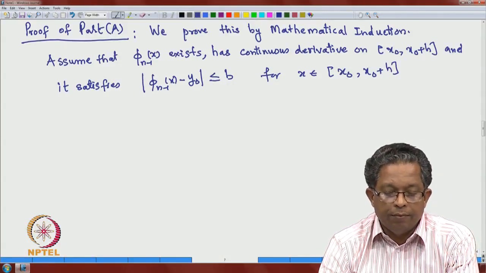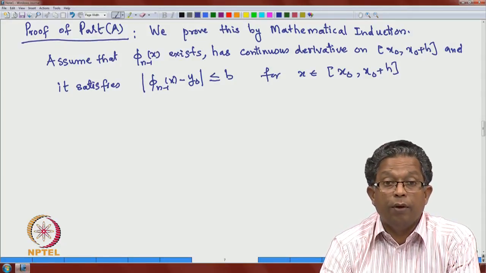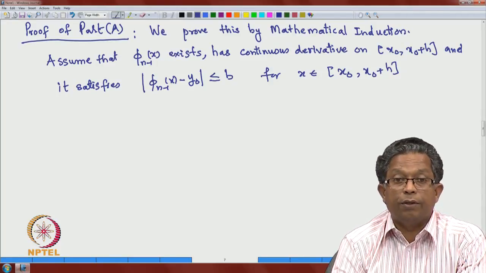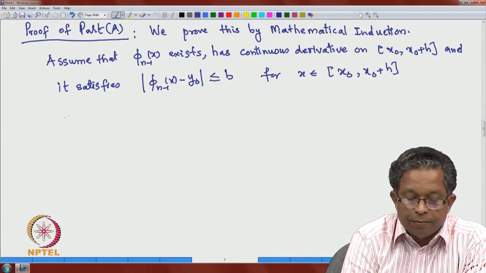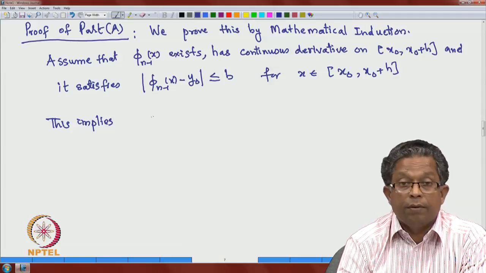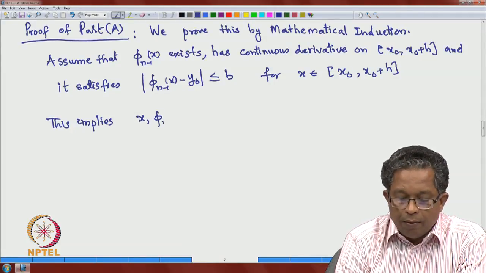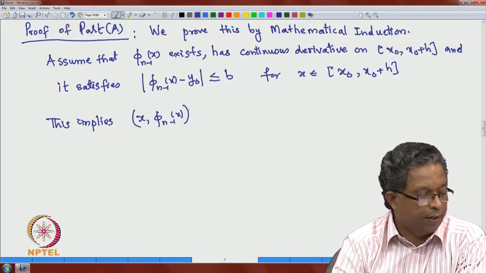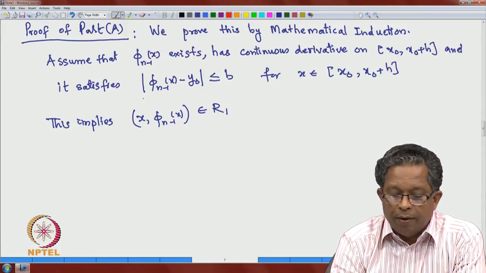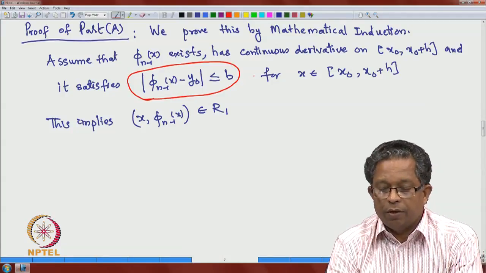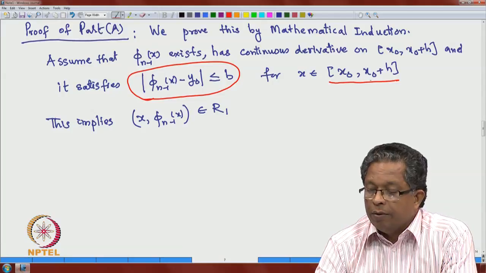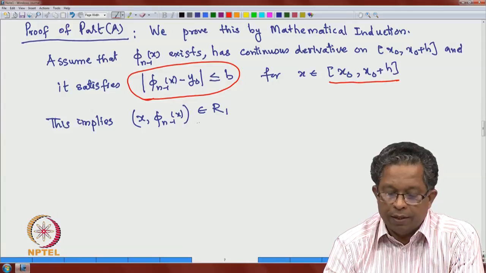Now, after assuming this, we are going to show that these properties are also true for phi n. If we assume that these properties are true for phi n minus 1, we are going to show that this is true for phi n. So, the above conditions imply that the point x, phi n minus 1 of x is in the rectangle R 1, because you have this bound, the absolute value of phi n minus 1 of x minus y0 is less than or equal to b, and x is in the interval x0 to x0 plus h. Therefore, the point x, phi n minus 1 of x is in R 1.